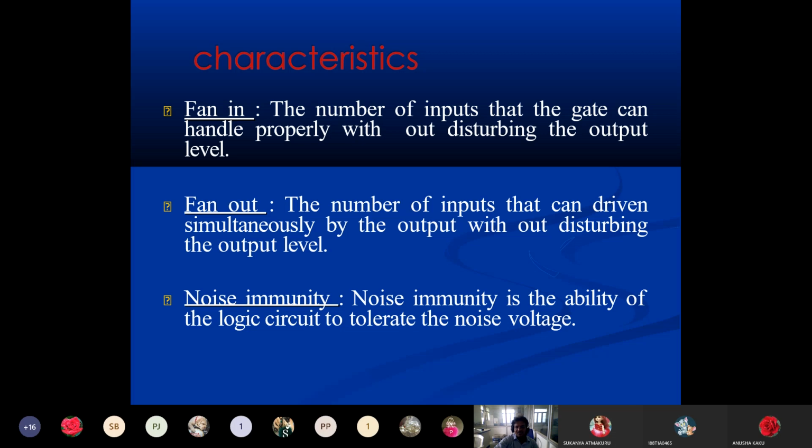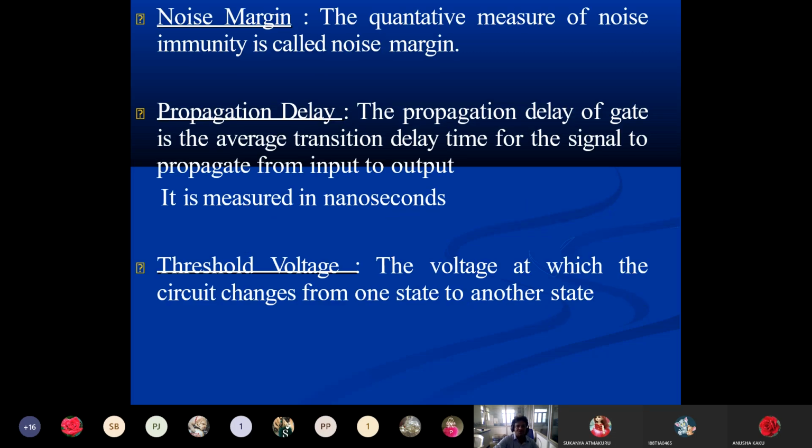So the noise immunity is the ability of the logic circuit to tolerate the noise voltage. So if that gate or the device has that specific characteristic to control the noise, we can call it noise immunity. So next characteristic, noise margin. The quantitative measure of noise immunity is called the noise margin.